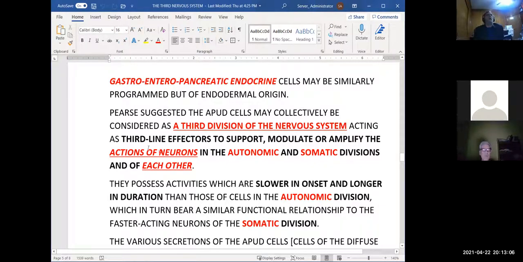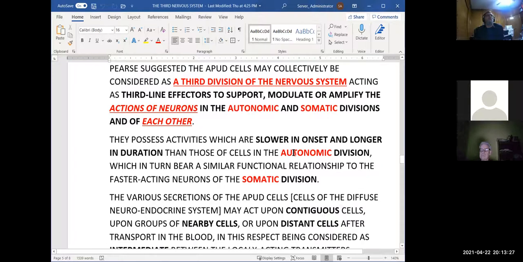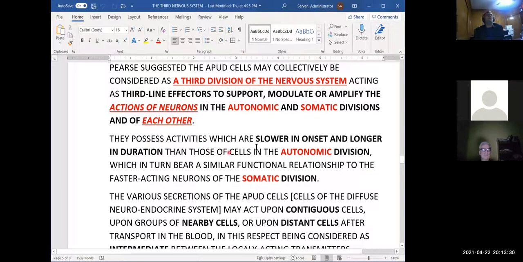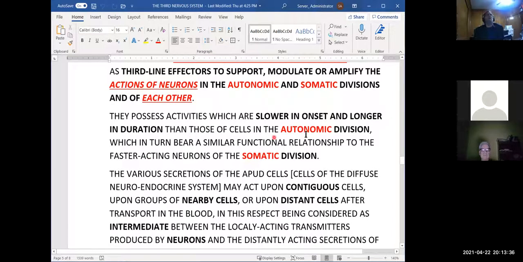So here we are, acting as the third line effectors to support, modulate, or amplify the actions of neurons in the autonomic and somatic divisions and of each other. So here we have the tie-in of the endocrine system, basically, with the nervous system, now the neuroendocrine system. They possess activities which are slower in onset and longer in duration than those cells in the autonomic division, which in turn bears a similar functional relationship to the faster acting neurons of the somatic division.